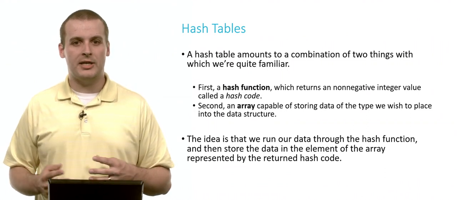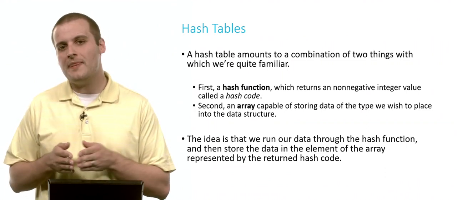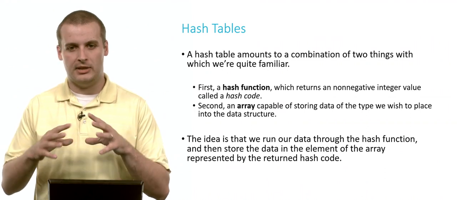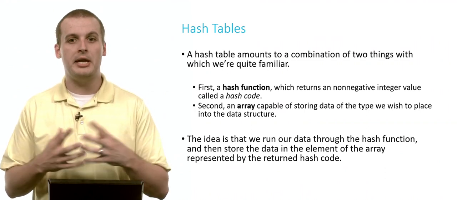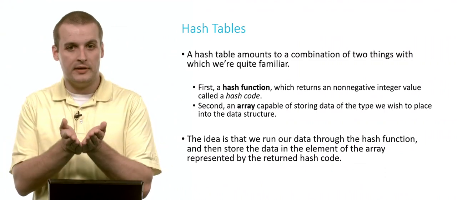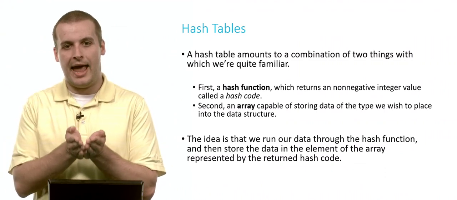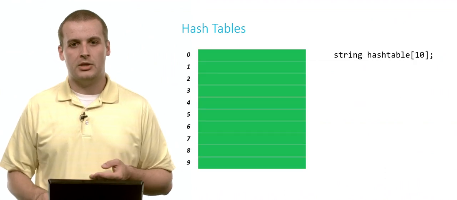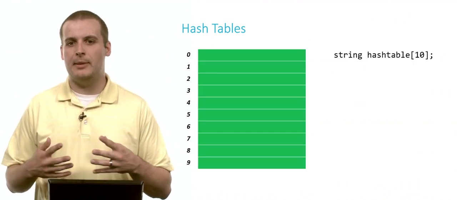The basic idea, though, is we take some data, we run that data through the hash function, and so the data is processed and it spits out a number. And then with that number, we just store the data we want to store in the array at that location. So for example, we have maybe this hash table of strings.